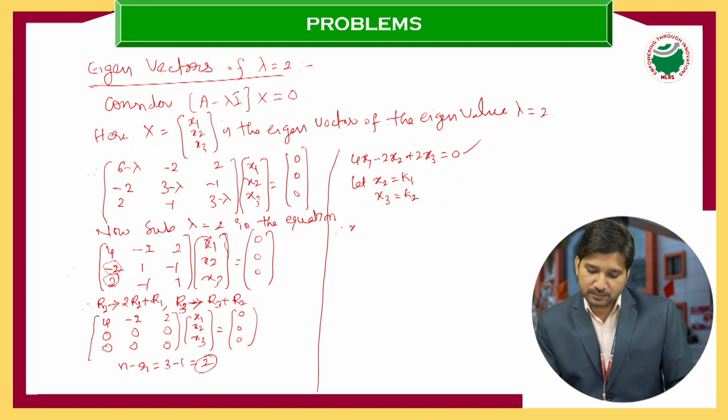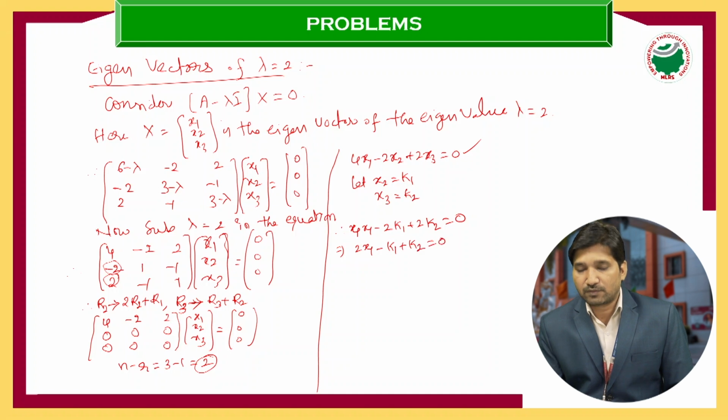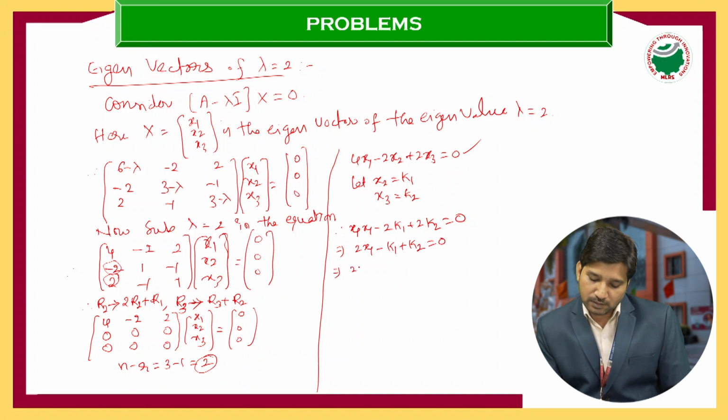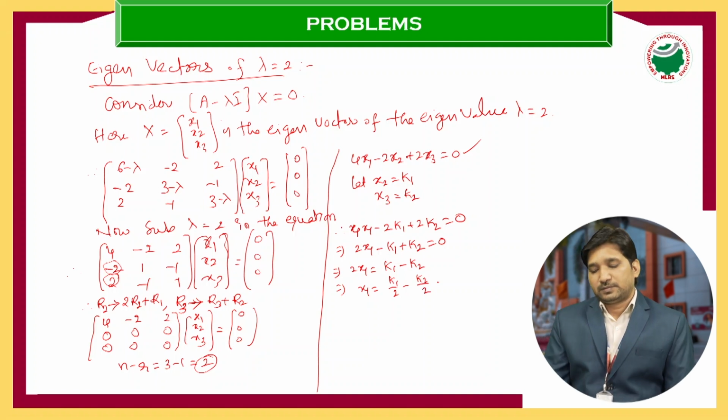That is, 4x1 equals minus 2k1 plus 2k2. After simplifying, dividing by 2, 2x1 minus k1 plus k2 equal to 0. So 2x1 equals k1 minus k2, x1 equals k1 by 2 minus k2 by 2. So x1 equals (k1 minus k2) by 2.